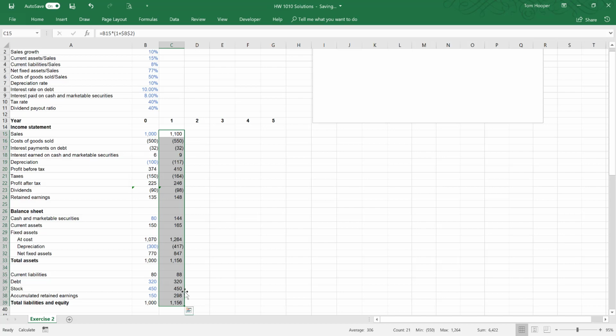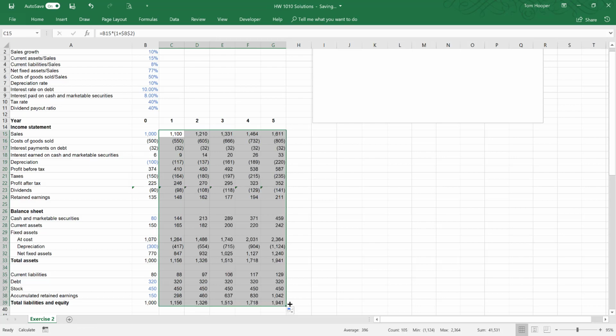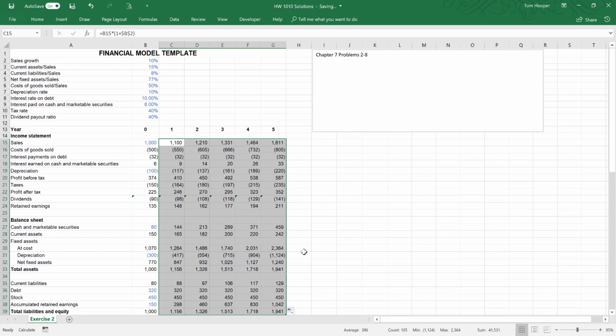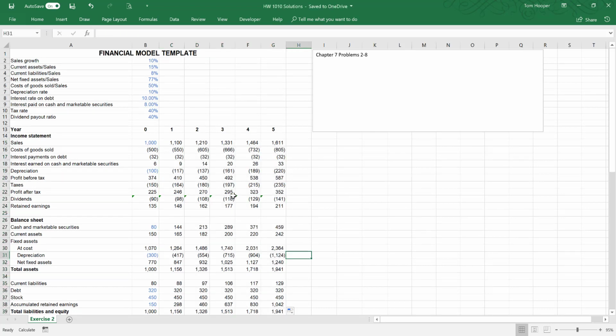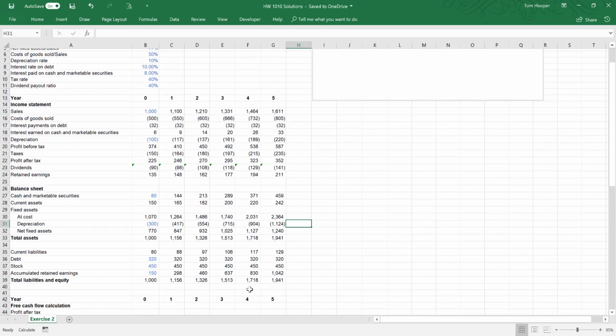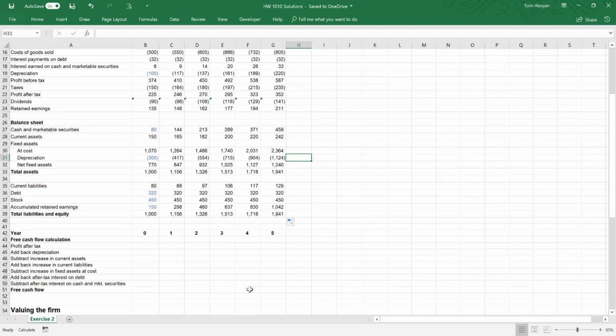Now if I got all the dollar signs right, I should be able to copy across the next few years. And that's the same answer we got in class, and it in fact matches the solution. So we've now projected our income statement and our balance sheet. Let's move down to free cash flow.